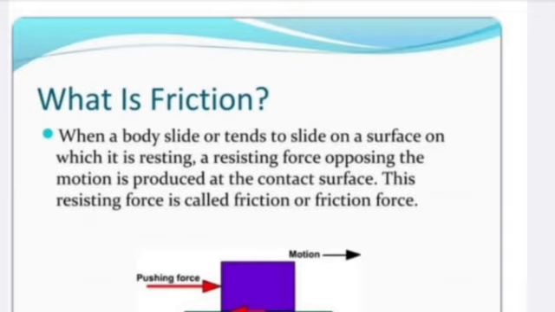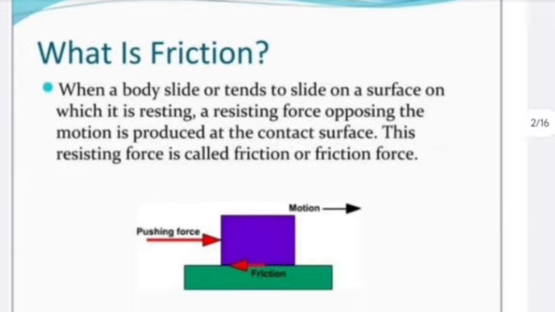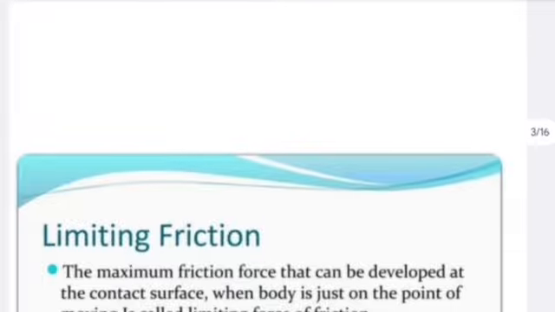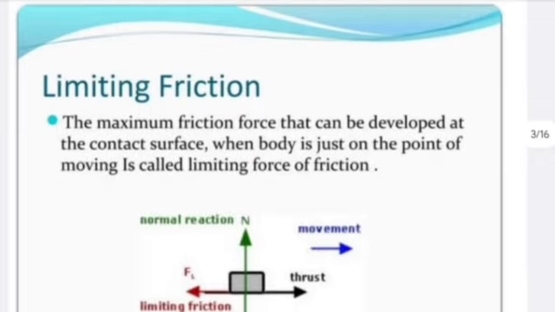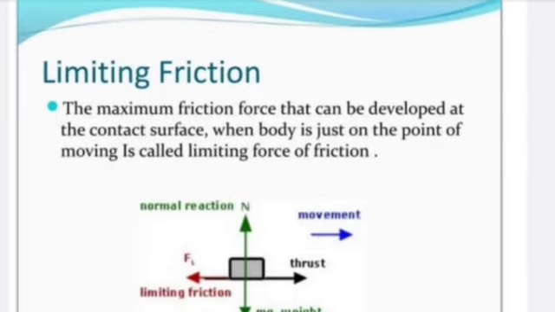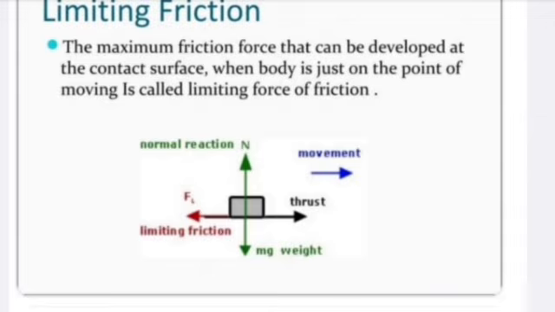When a body slides or tends to slide on a surface on which it is resting, a resisting force opposing the motion is produced at the contact surface. This resisting force is called friction. Next is limiting friction. The maximum friction force that can be developed at the contact surface when the body is just on the point of moving is called limiting force of friction.